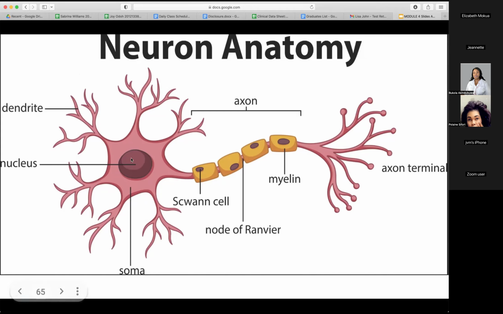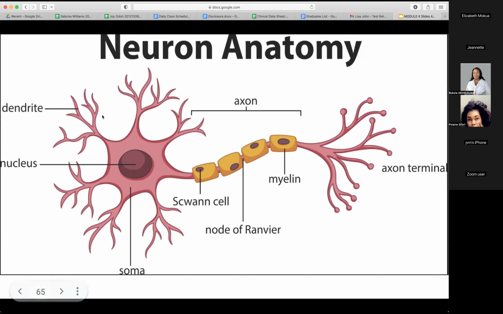It gets processed in the nucleus. The nucleus is what we call the soma. So anytime you see soma in a word, that means body, just like somatic response is your body's response. Soma is the cell body of the neuron.